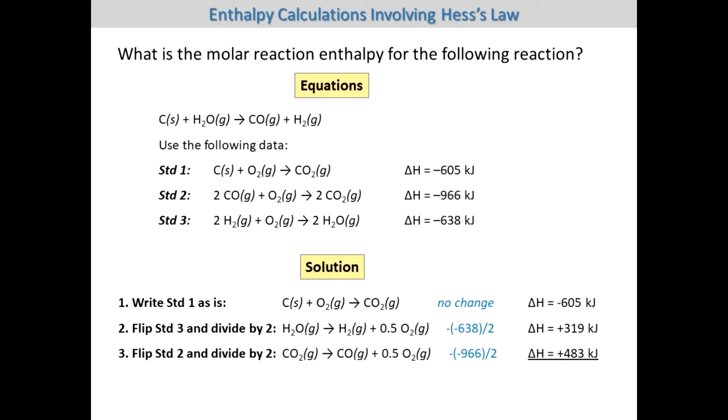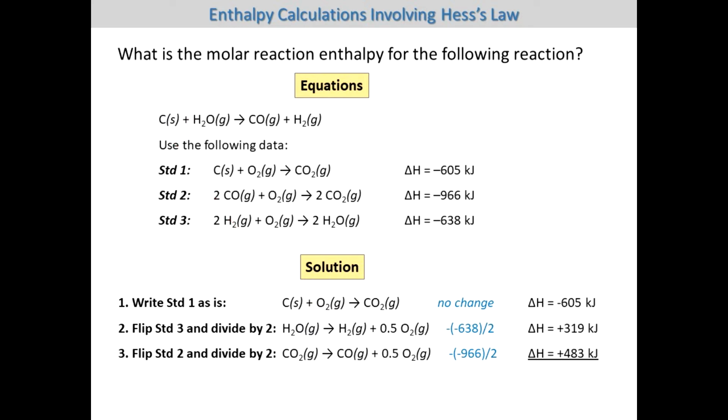I suggest that you start by looking at the reactants and aligning them with a standard equation. What do I mean? In the target equation, carbon is on the left. It is a reactant. Therefore, I will choose an equation from the standard set of tables that has carbon in it, and I will position that with carbon on the left. In the case of this standard table, carbon is already on the left. It has a value of minus 605 kilojoules. Therefore, my first step is to simply write this equation as it is with no change because the carbon is already located on the reactant side.